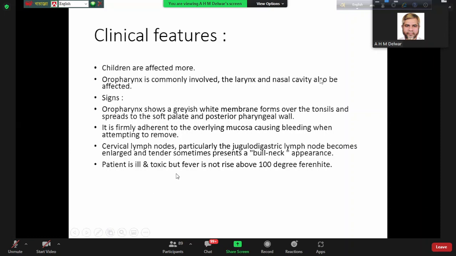Patient is ill and toxic, but fever does not rise above 100 degrees Fahrenheit. It is most important. The patient looks so ill and toxic, but when you take the temperature, it is not above 100 degrees Fahrenheit. But in acute tonsillitis, the fever is above 100, to 101 and 102, sometimes 103 degrees Fahrenheit. So the difference between faucial diphtheria and acute tonsillitis is important.